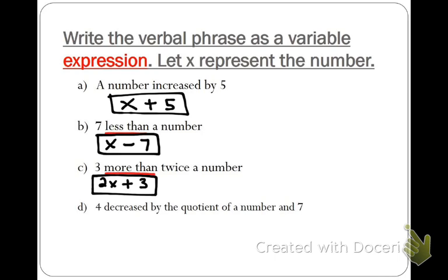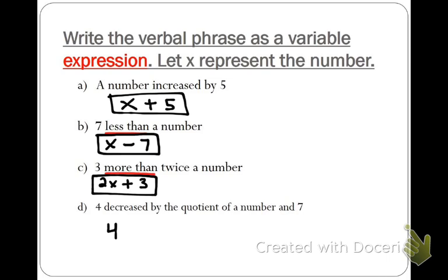Who's got a question for me on that one? Is there anyone brave enough to try problem D? All right, he wants to try it. 4 decreased by the quotient of a number and 7. Do you see any parenthesis or turnaround words? No. So all we're doing is we're reading from left to right. So tell me what to write down first. Write 4. Then what does decreased by?